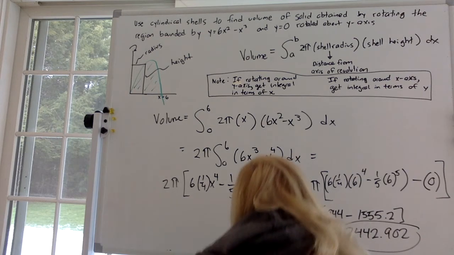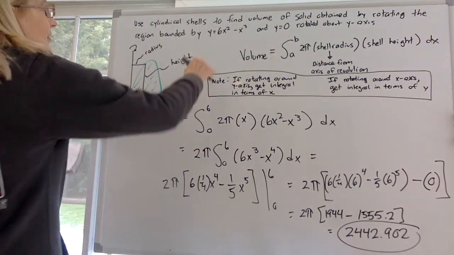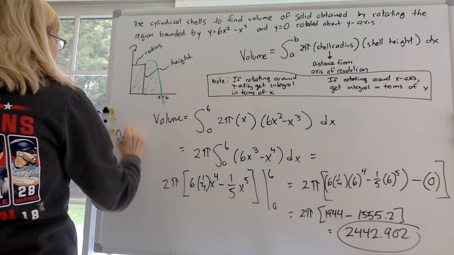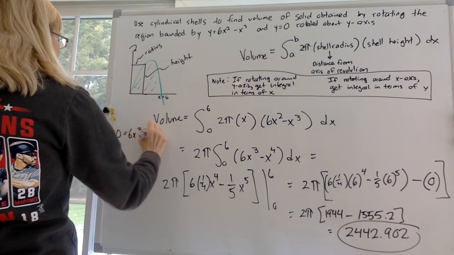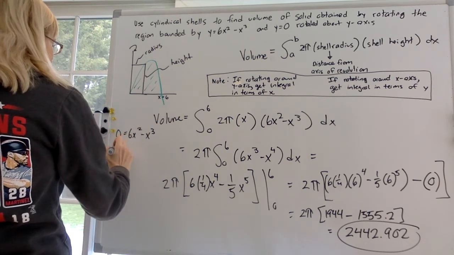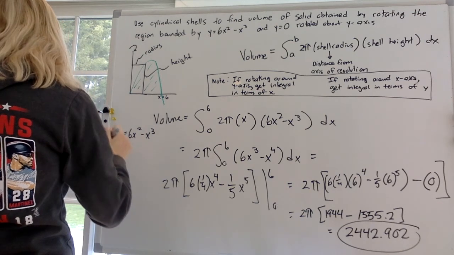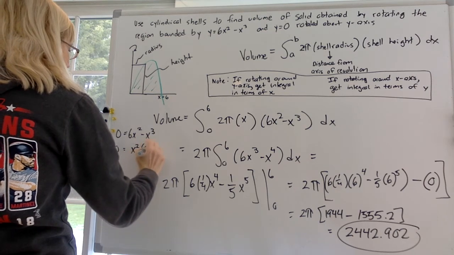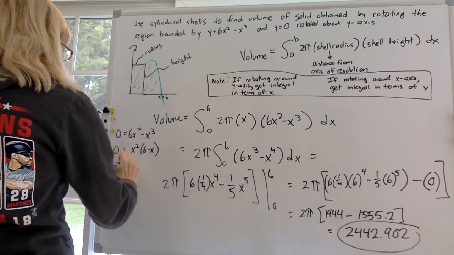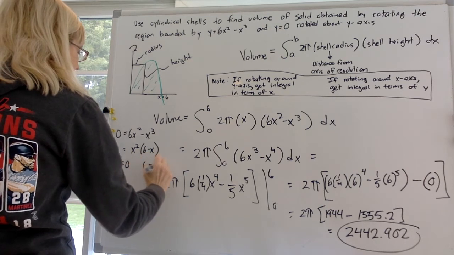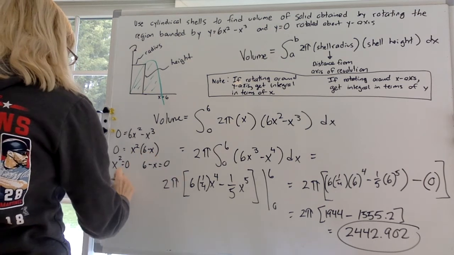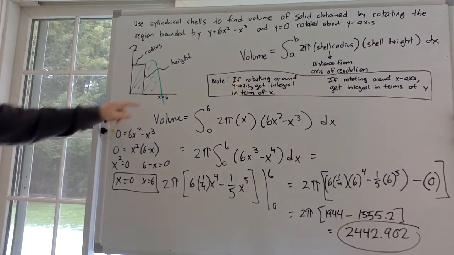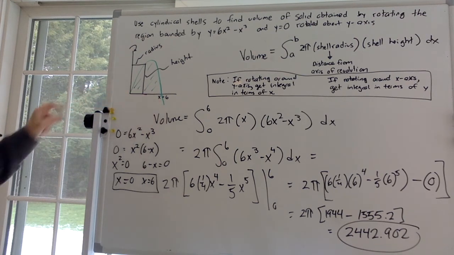Okay, so maybe the thing that I didn't really go over is how to find out that x is 6. You would have just set 6x squared minus x cubed equal to 0. And then what did I do? I factored out an x squared, and you get 6 minus x. And then set each thing equal to 0 with that zero product property. So you get x equals 0, x equals 6. That's how I knew that was x equals 6 and that was x equals 0.